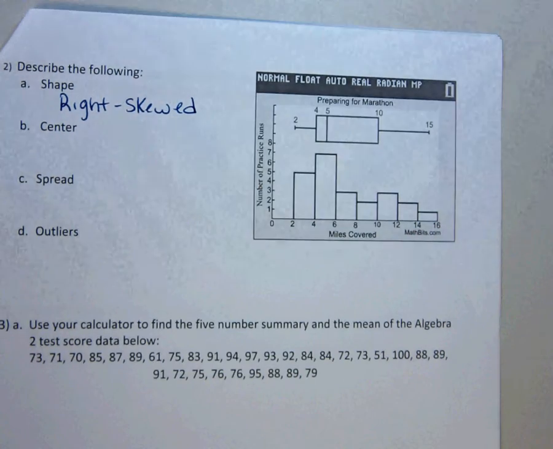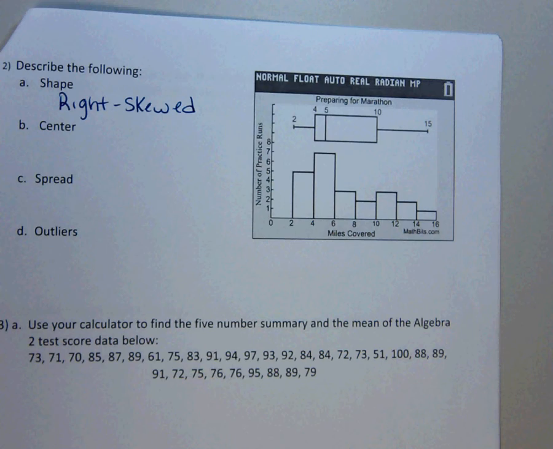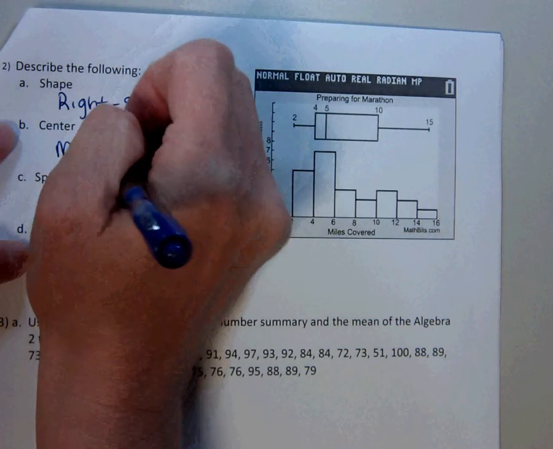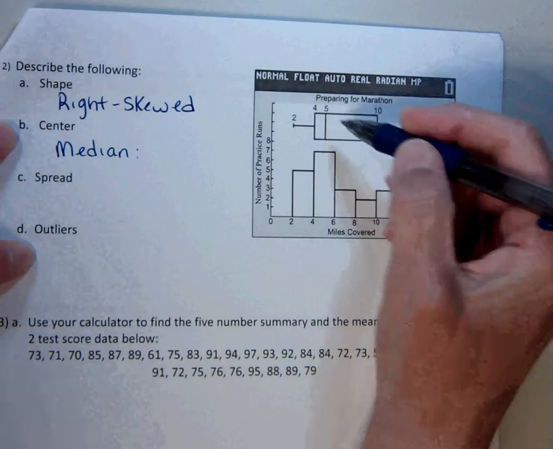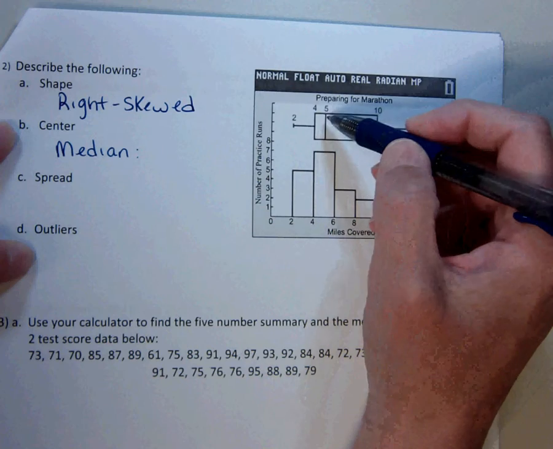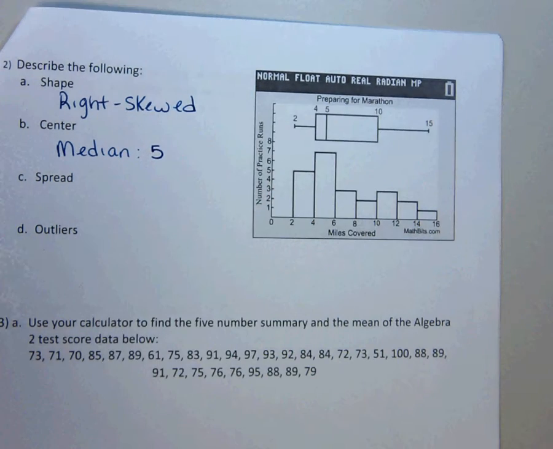Okay? When we describe the center, it depends on if we just said the shape was skewed or symmetric. Because we said it was skewed, we're going to choose the median as our center. And then we're going to look for the median based on the box and whiskers plot. So the median should be this line right here.